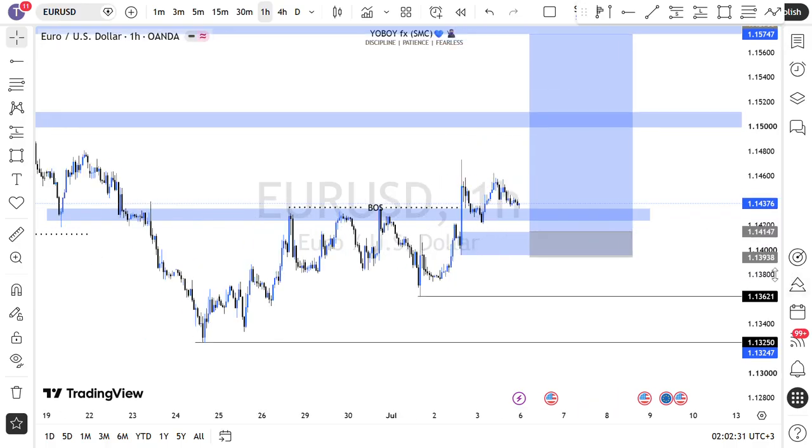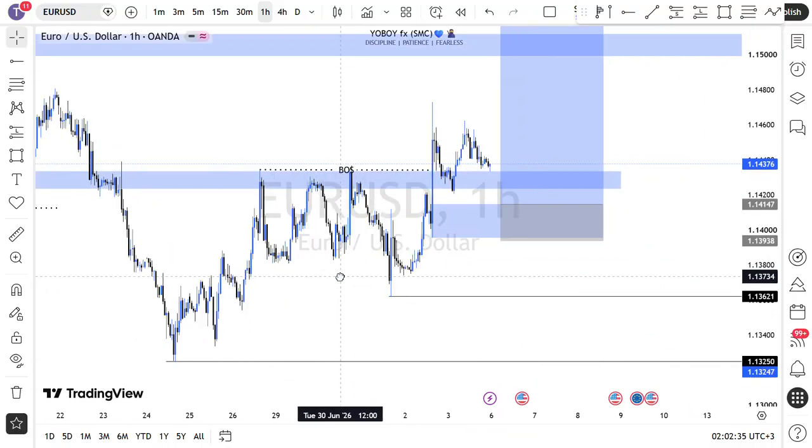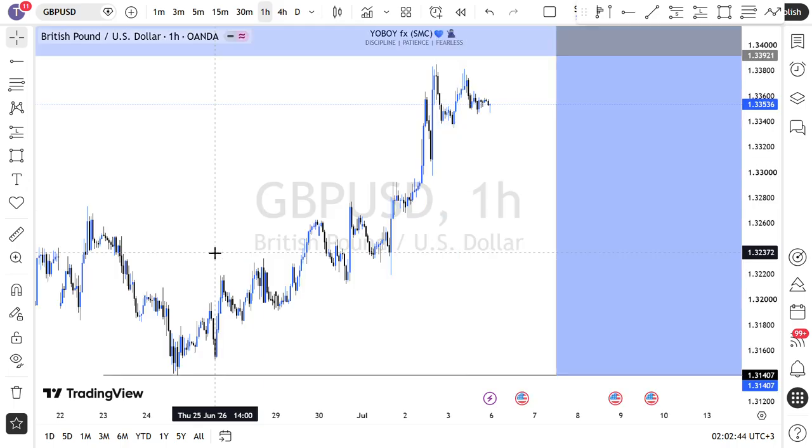So let us look for some short-term buys before we look for more sales to the downside. So that is what I think. If you have a different opinion, don't forget to comment down below in the comment section.